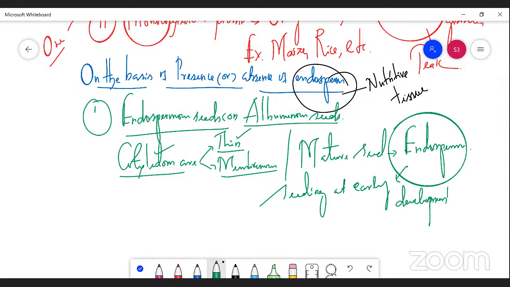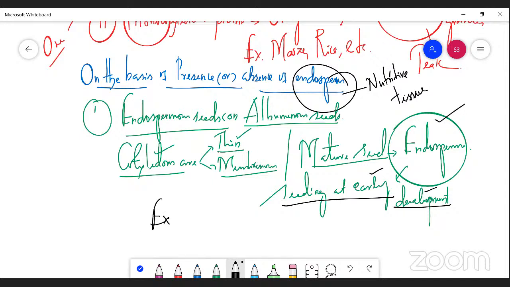Are you able to understand? The cotyledons are thin and membranous. The mature seed contains endosperm, and that endosperm is utilized by the seedling in the early stages. So there is no residue left in the seed. Such a seed, where endosperm is present, is commonly called an endosperm seed.